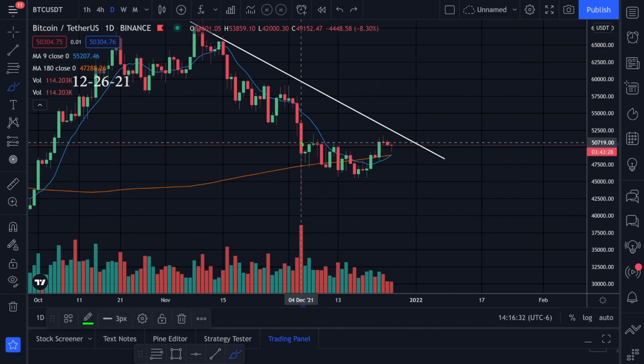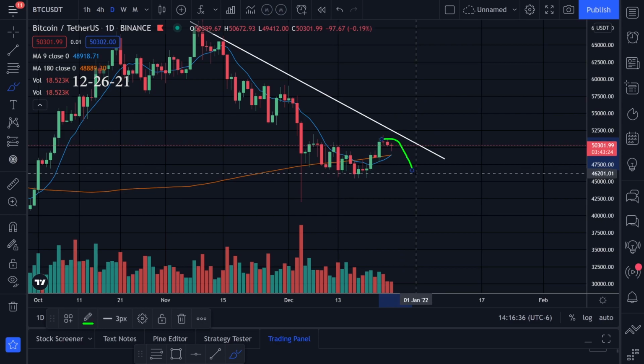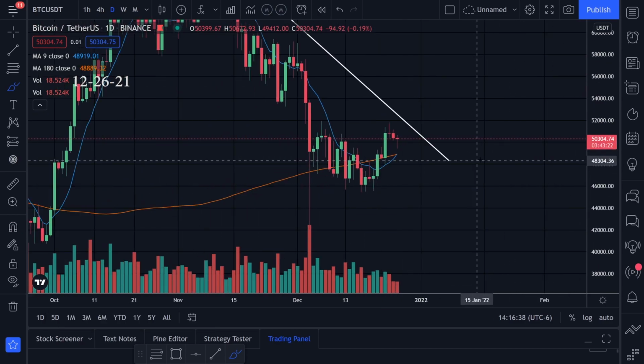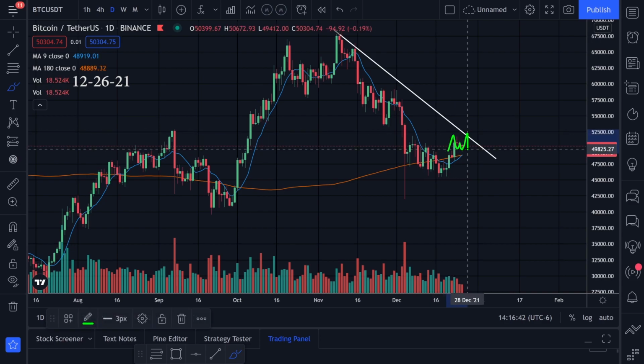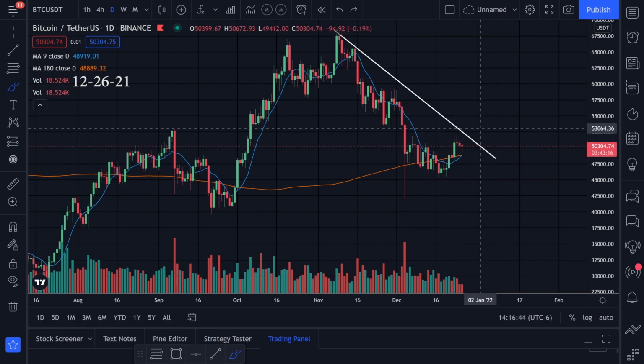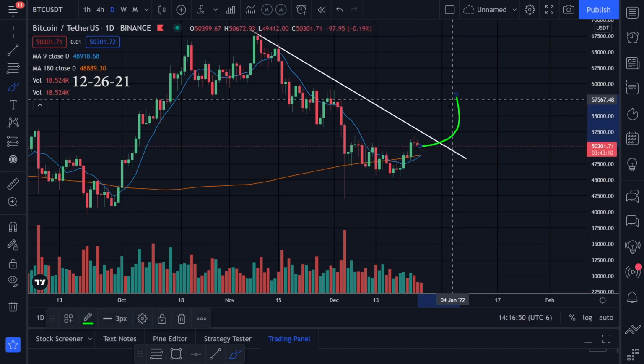We came up, hit the target that I was looking at, and I was kind of curious if we were going to break through or if we're going to get rejected. It kind of looks like we're getting rejected, but we're still going to have to wait and see. Maybe it's going to take us a little bit of time before we can actually break through. I'm not sure yet if we're actually getting rejected right now, or if we're just kind of chilling in this area right here before we can break through.